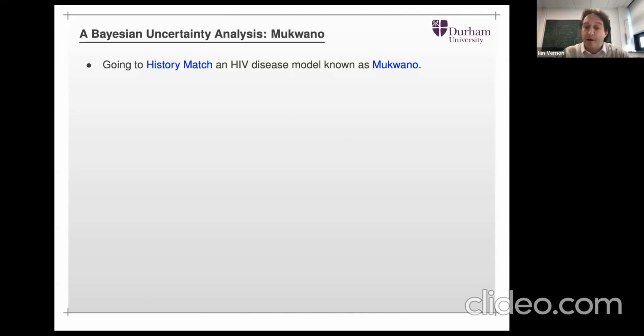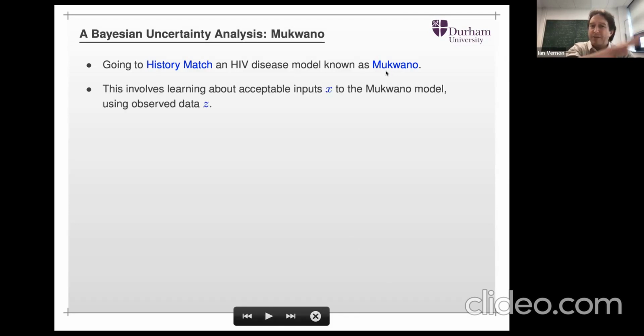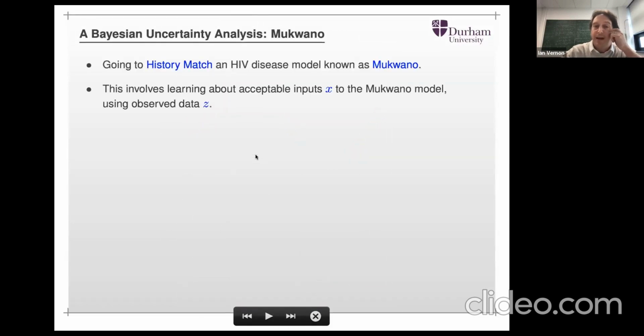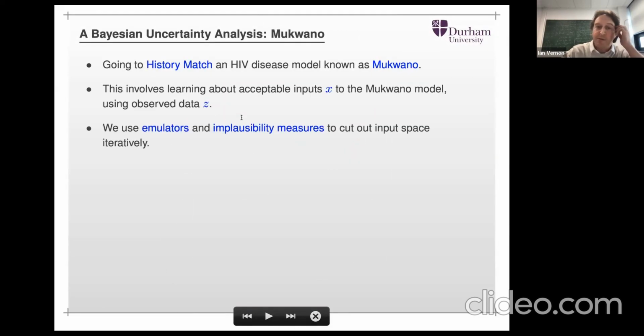Okay, so that is the sort of warm-up part of the talk, which basically shows you what's going on in one dimension. And now we're just going to apply it to some actual disease models. So we're going to history match an HIV disease model known as Mequano. We're going to take those ideas and apply them to this model. So we're going to learn about acceptable inputs X to this model using observed data Z. So Z is just that observed data, the little data point that we have. We're just going to call it Z. You'll see that in a couple of formulas soon.